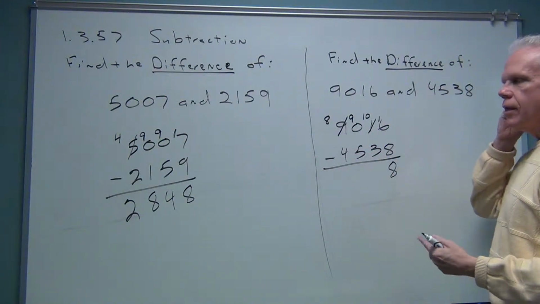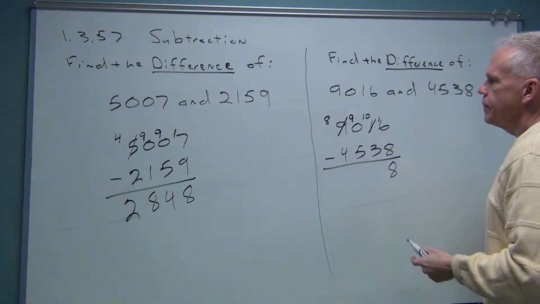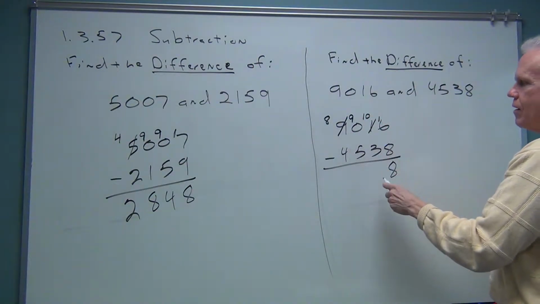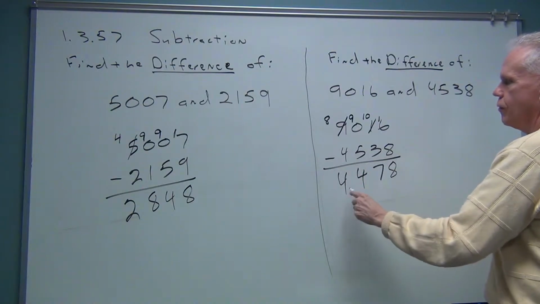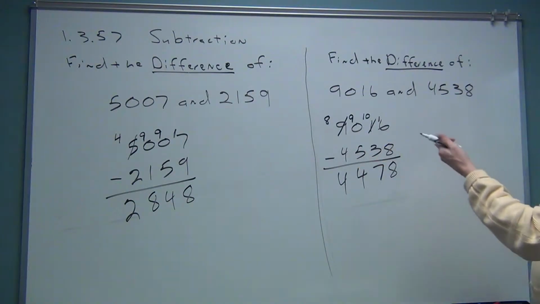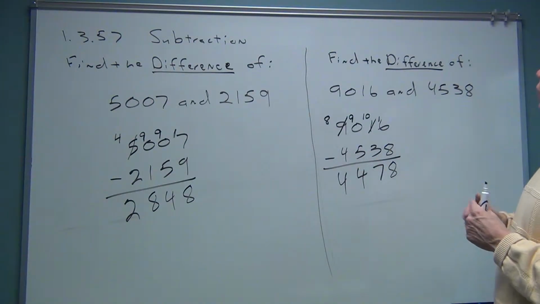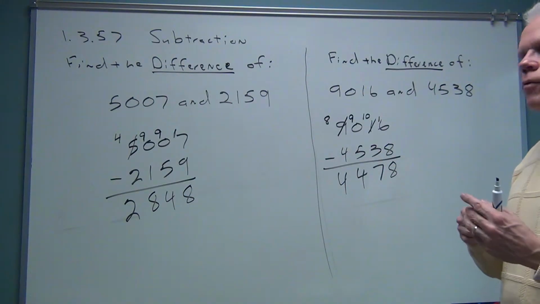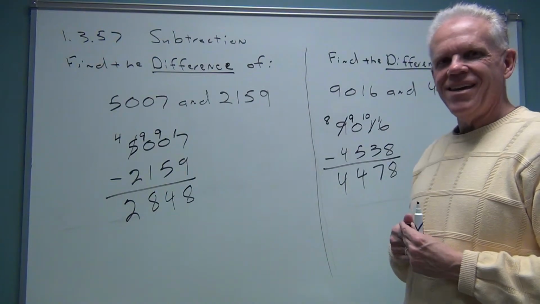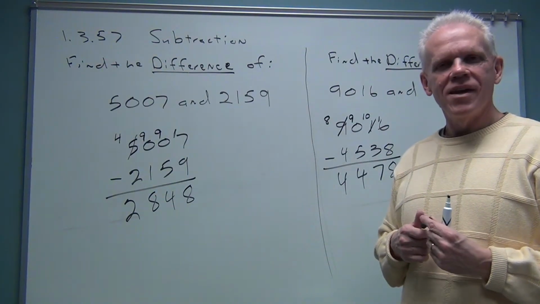We've done our borrowing, what some people call regrouping. And so we've got 10 minus 3 here is 7, 9 minus 5 is 4, and 8 minus 4 is 4. So the solution, or the difference of 9,016 and 4,538, is 4,478.